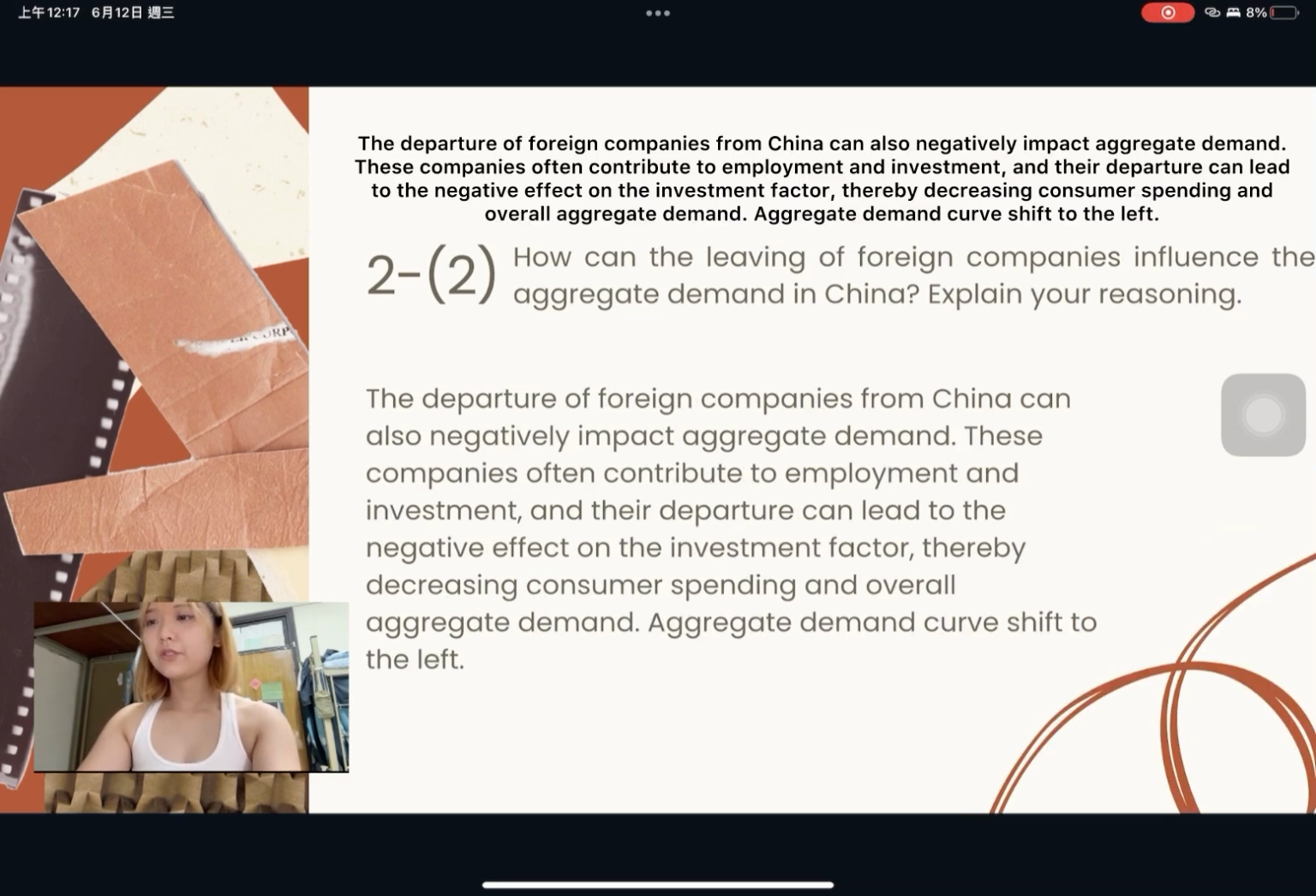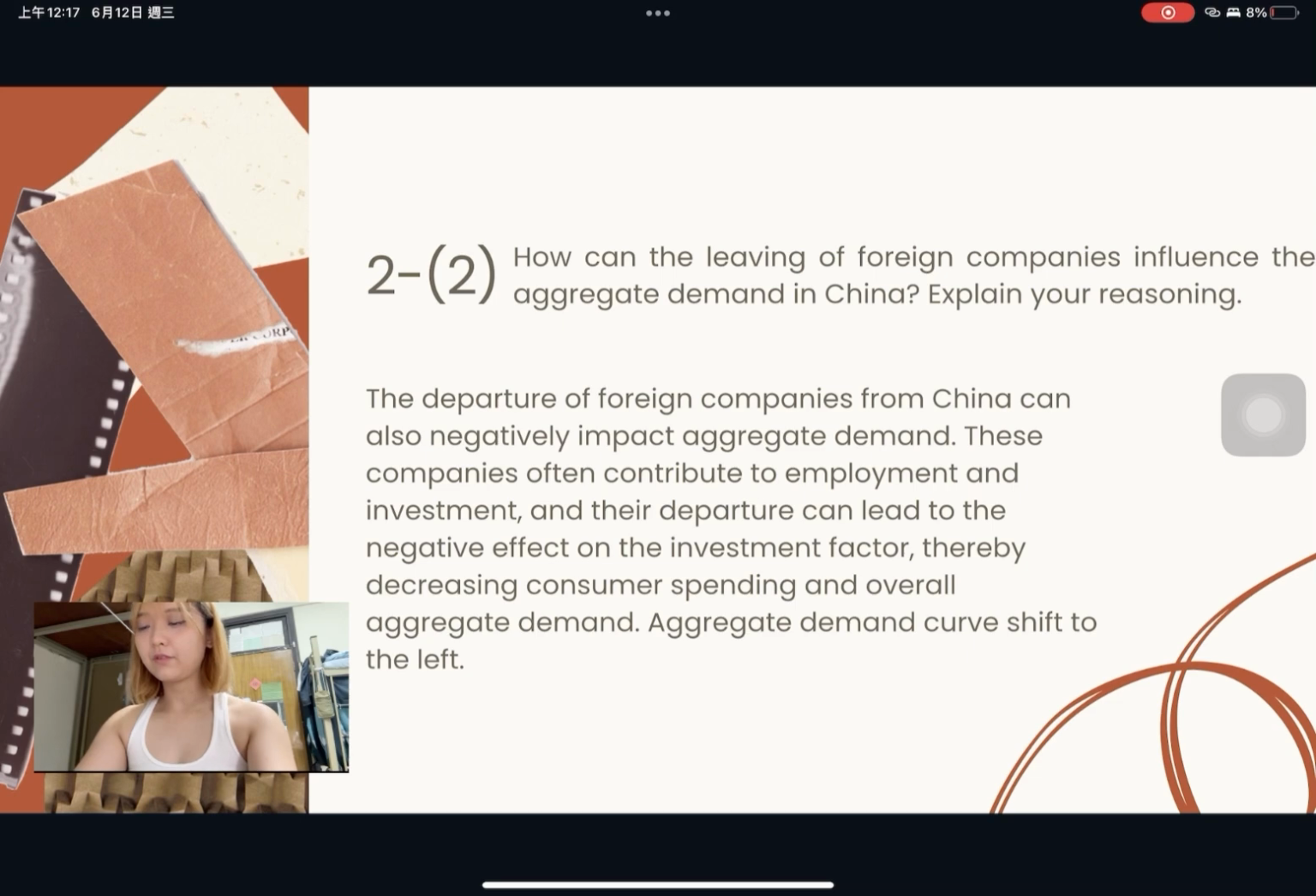For question 2, the departure of foreign companies from China can also negatively impact aggregate demand. These companies often contribute to employment and investment, and their departure can have a negative effect on the investment factor, thereby decreasing consumer spending and overall aggregate demand. The aggregate demand curve shifts to the left.